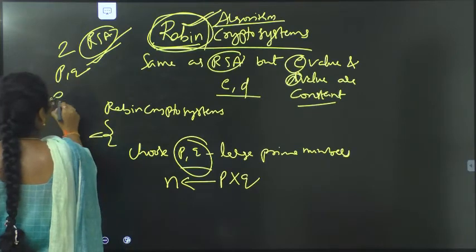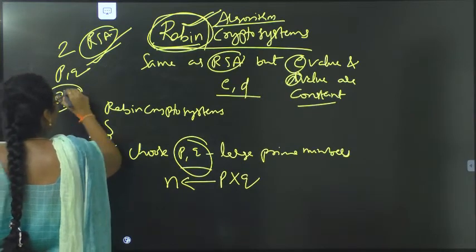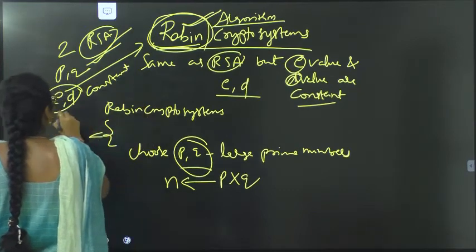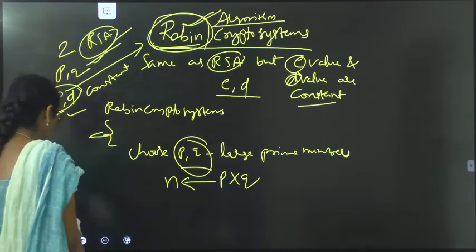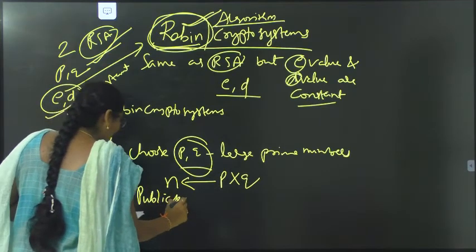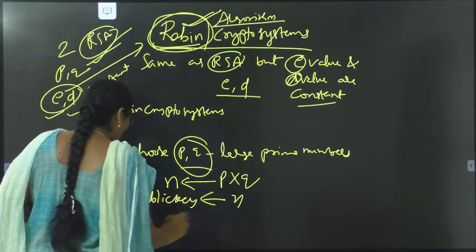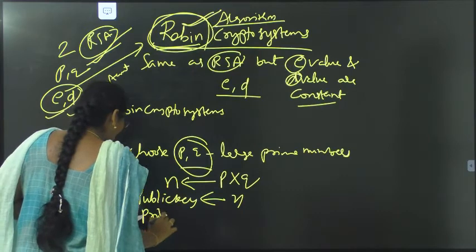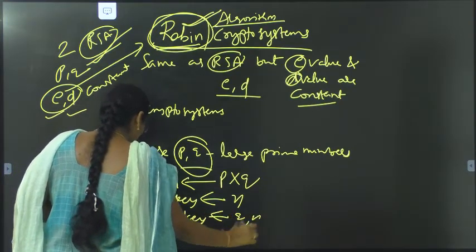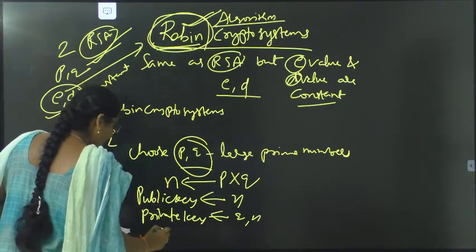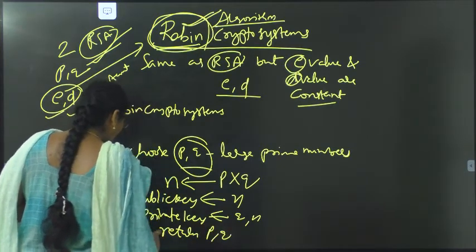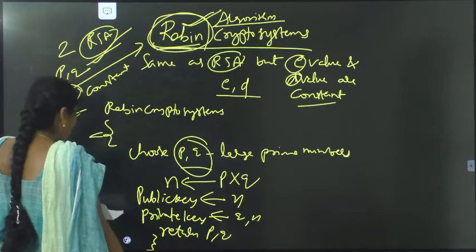So we don't have the E value or D value in Rabin crypto systems, it is constant. So we don't need to find any E value, we don't need to find any D value. So directly we should have two types of keys. What is the public key? Public key is N. Private key is Q comma N. So finally what we should do? We should return P comma Q. By this our Rabin crypto systems will end.